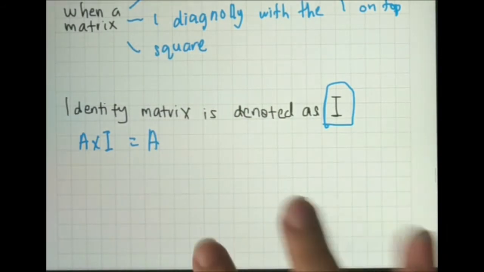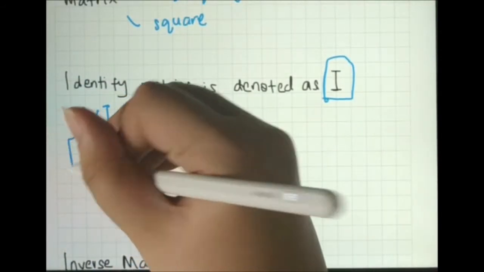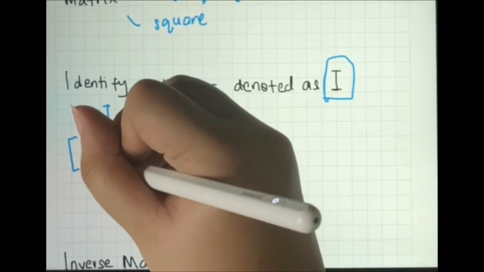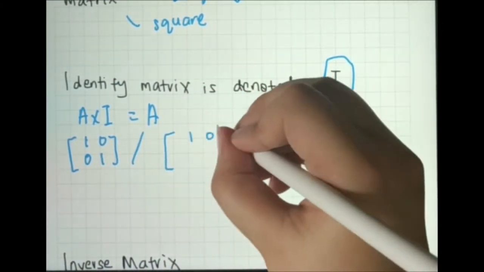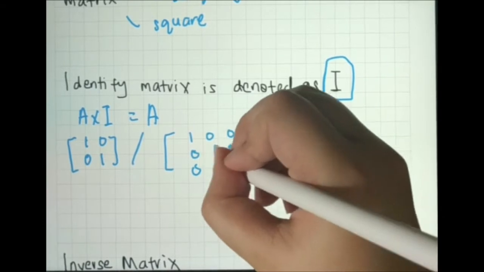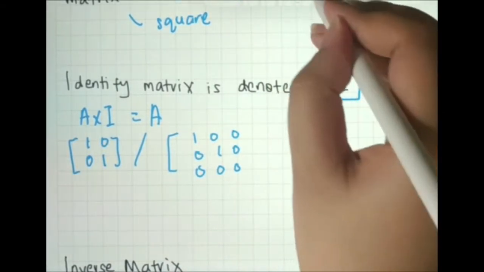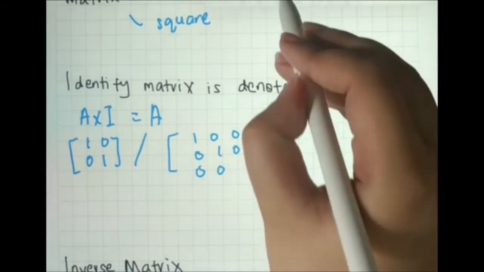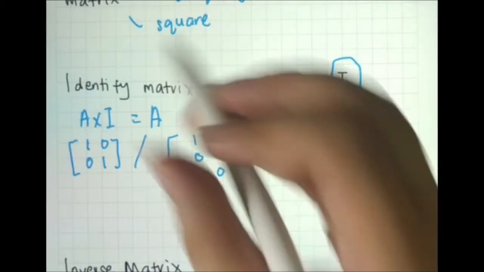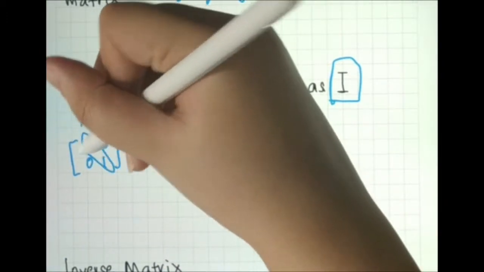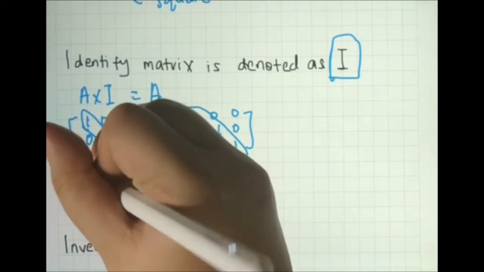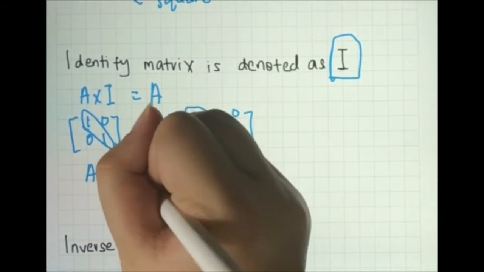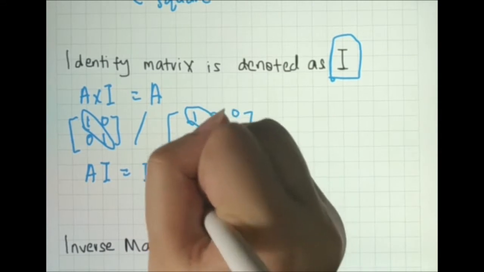So an identity matrix usually looks like this. It consists of 0s and 1s, and the 1s are placed diagonally with each other. So that's 1, 0, 0, 0, 1, 0, 0, 0, 1. It consists of only 1s and 0s, and the 1s are placed diagonally with each other. This is the identity matrix. IA equals A.